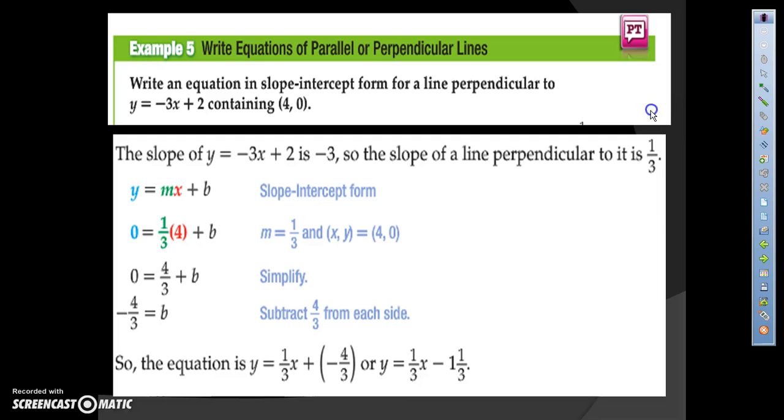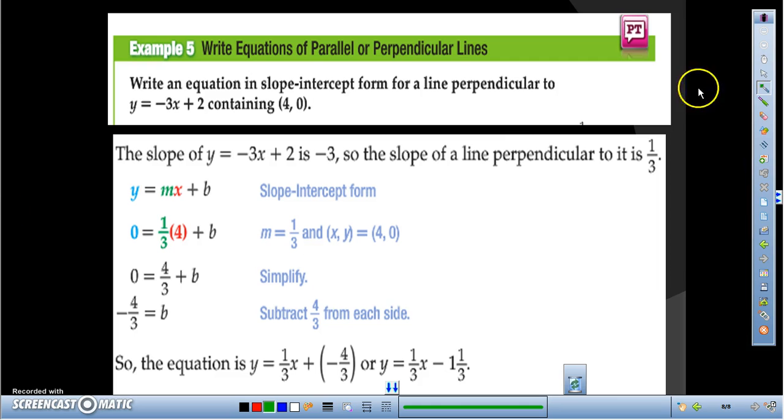The equation would be x is equal to 2. All right, last example. Going back to the parallel and perpendicular lines, that's not going to go anywhere. We've still got to remember that parallel lines have the same slope. Perpendicular lines have opposite reciprocal slopes.